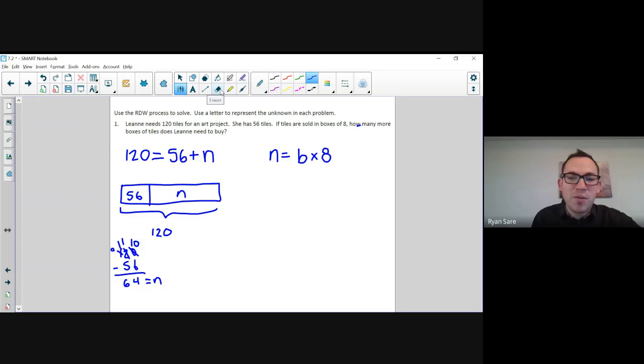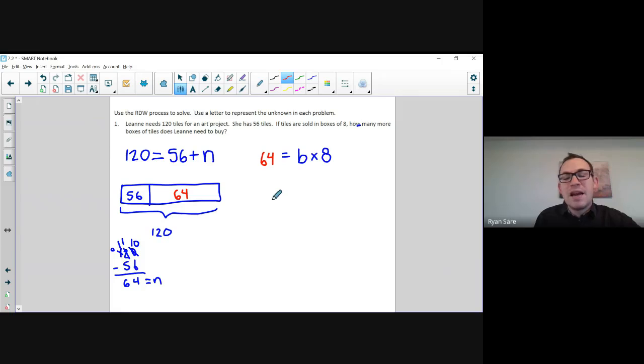Normally, if I'm showing my work, I'm not going to erase all the N's. But in this case, I'm going to erase this N and this N so that we can see them. I'm going to use a different color. 64.